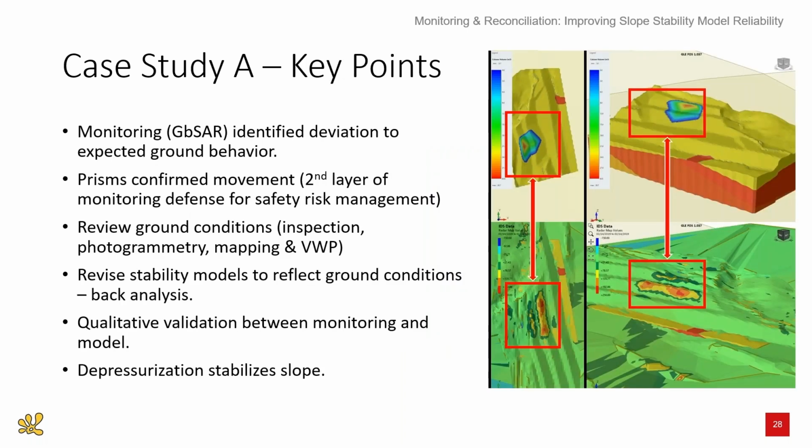Some key points from that case study. The monitoring identified a deviation to expected ground behavior. That was the radar. It was then confirmed by prisms as a second layer of defense. This prompted a review of ground conditions and a review of stability models. The qualitative validation between the monitoring and models was critical in understanding that the model makes sense and the depressurization stabilized the slope.